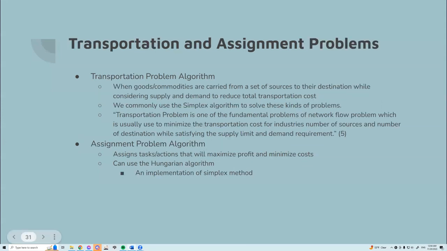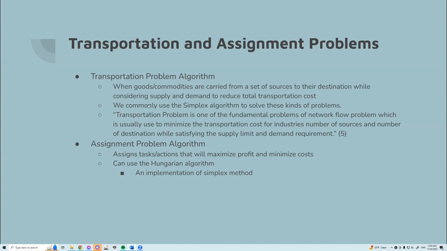So moving on, we have the transportation and assignment problems. The transportation problem algorithm is basically when goods or commodities are carried from a set of resources to their destinations, while also considering any supplier demand to reduce total transportation costs. This optimizes the distribution of commodities from multiple sources to multiple destinations, while at the same time minimizing transportation costs.